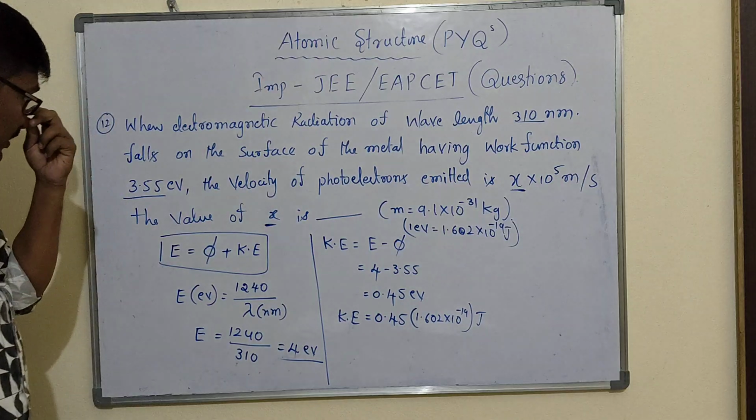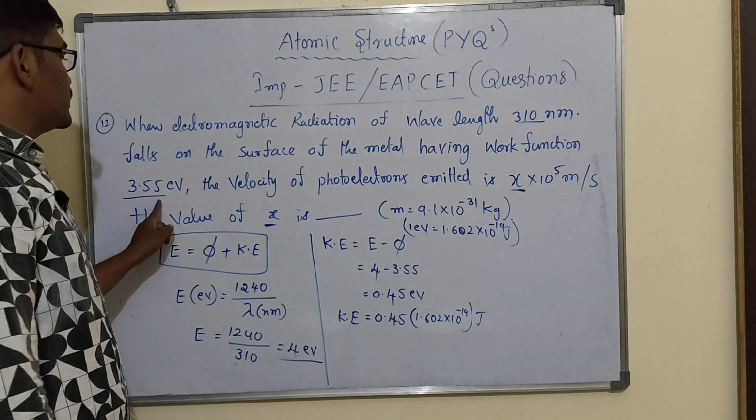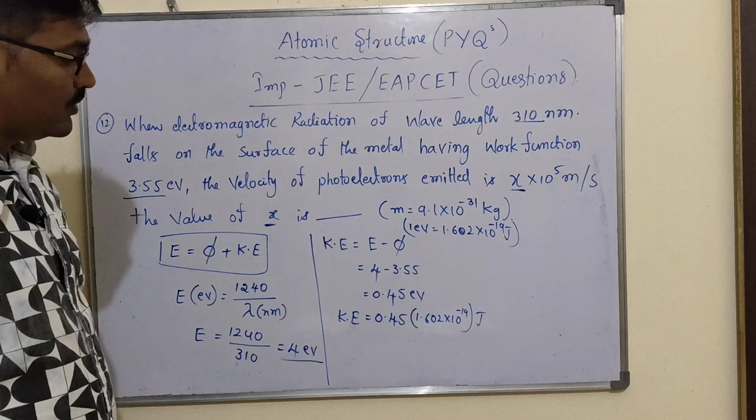Later, what do you have to find out? The work function is given. The velocity of the electron is what you have to get from this.